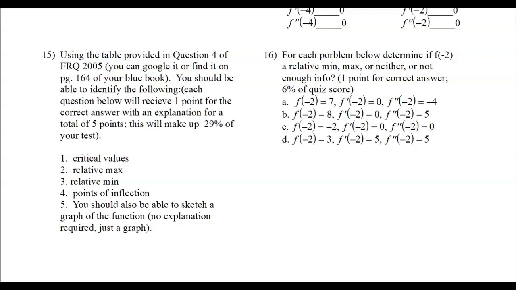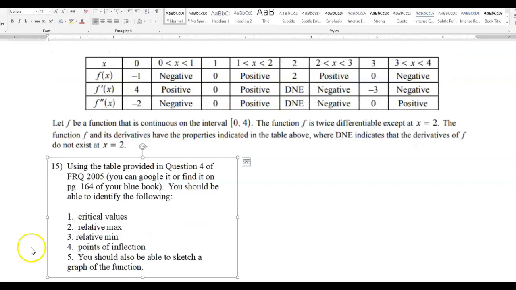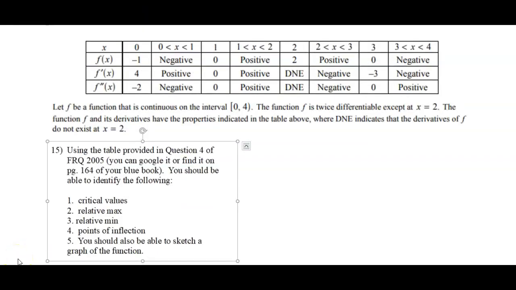Now we can jump over and do this FRQ on number 15. Okay, so let's go ahead and read our instructions first to kind of wrap our mind around the problem. F is a function that is continuous. In other words, there's no holes, gaps, or jumps. And we're looking at this interval. Now that's kind of significant because that means that the 0 is included in the interval, but the 4 is not. So we have an open dot. It stops at 4, and it does not include 4.